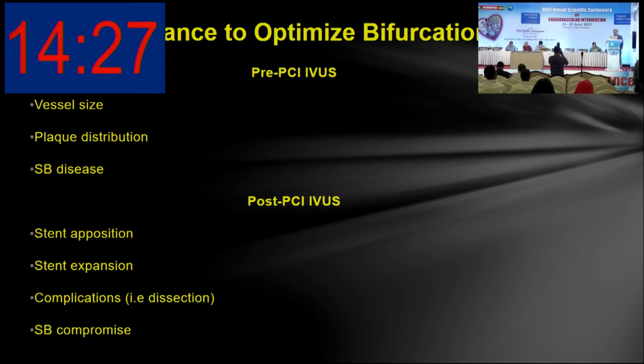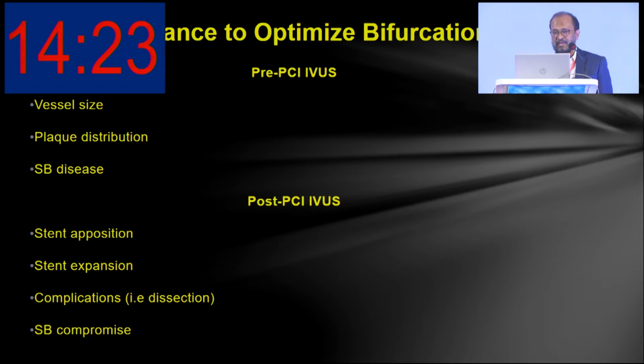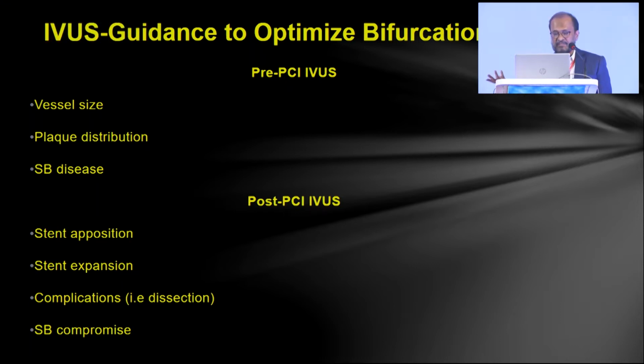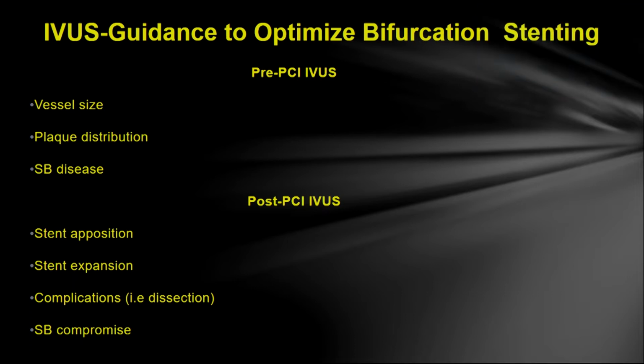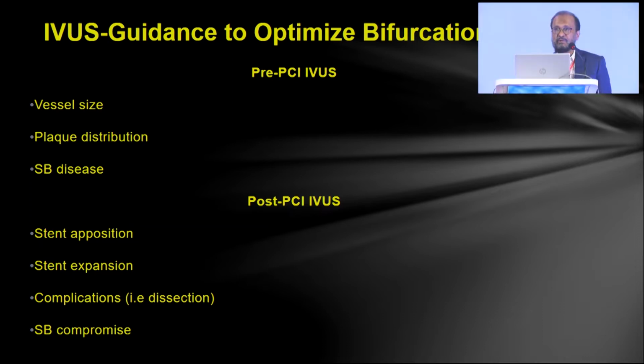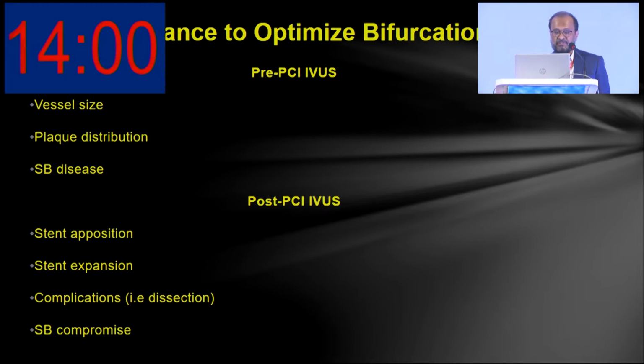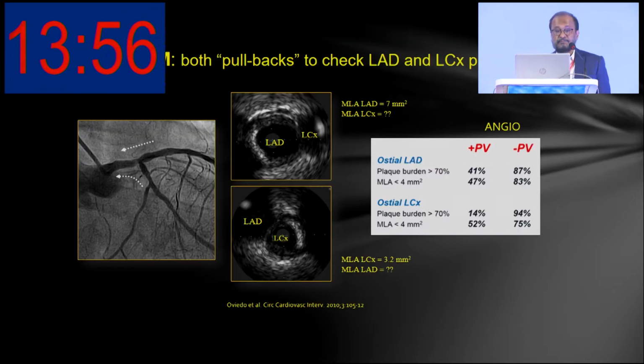IVUS guidance to optimize bifurcation stenting. We do pre-PCI IVUS and post-PCI IVUS. Before doing the intervention, we see vessel size, plaque distribution, like in this case which Fojila madam showed, whether rota was done or not, and side branch disease, for deciding whether we should go for a one or two stent strategy. And post-PCI IVUS, we see stent apposition, expansion, any complication, and any side branch compromise.